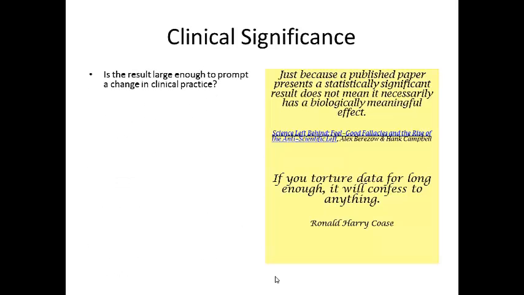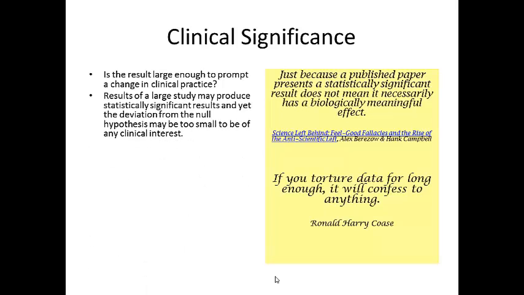Is the result that we get large enough to prompt a change in our clinical practices? Remember, just because a published paper presents a statistically significant result doesn't mean it necessarily has a biologically meaningful effect. We go back to our princess and the p-value. Let's say that he had enrolled 60 subjects and he really did see a difference after introducing a third group, a third comparison group. Perhaps the effect overall is not enough to have everyone in the kingdom drinking gallons and gallons of grape juice.